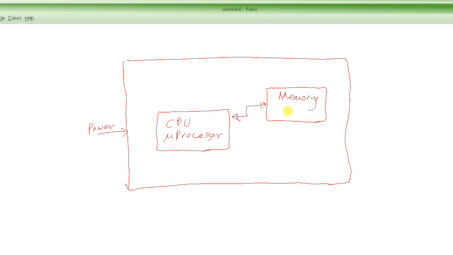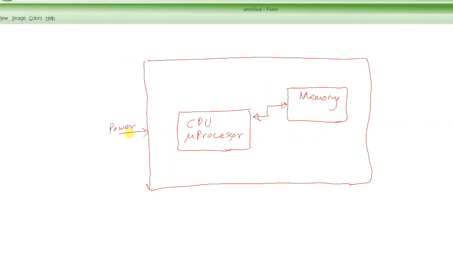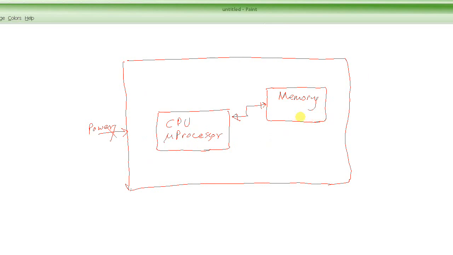But as soon as you disconnect your computer, as soon as power goes down, the memory loses all the information that it had. So this is just temporary, and it's called volatile. And this is not good.